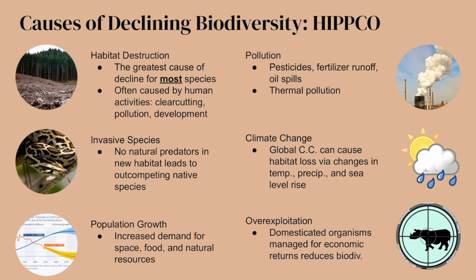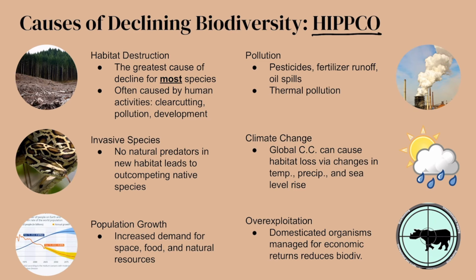We're thinking about causes of declining biodiversity, and luckily for you, there is this nice acronym that you can remember called HIPPCO, that stands for habitat destruction, invasive species, population growth, pollution, climate change, and overexploitation. So these are the 6 main causes of declining biodiversity.